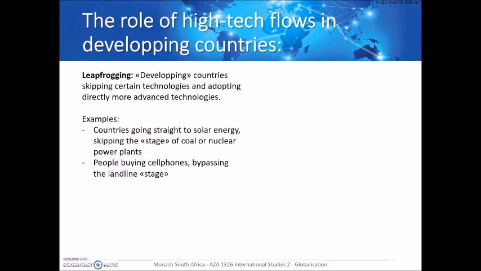Now, looking at the role of high-tech flows in developing countries, there is something called leapfrogging, which is the idea that developing countries have skipped, or are skipping, certain technologies and go directly to more advanced technologies. One example is countries or communities that have barely had access to electricity going straight to solar energy, and skipping stages that other economies have gone through, like coal or nuclear power plants. Another important example is people who have not had access to a phone buying a smartphone directly, skipping the stage of having a landline or an old Nokia phone. So it's the idea that some developing economies can take advantage of the experiences or the history of other economies, skip certain stages, and go directly to the most recent technology.